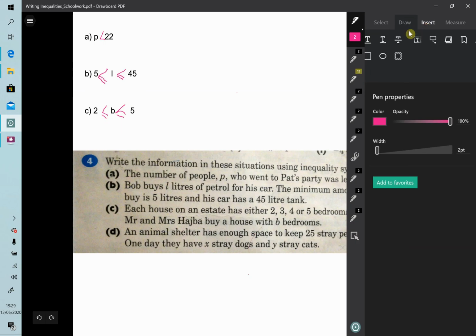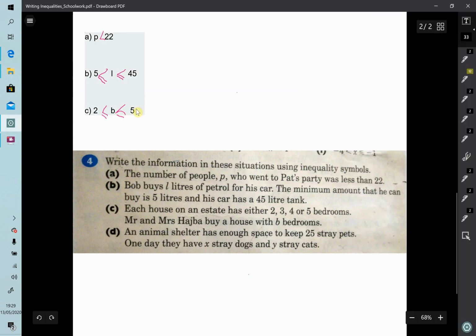And the last one, girls, is slightly different, that's why I like to do this exercise. An animal shelter has enough space to keep 25 stray cats, so up to 25. So the animal shelter includes what type of animals? X, dogs, and Y, which refer to cats.